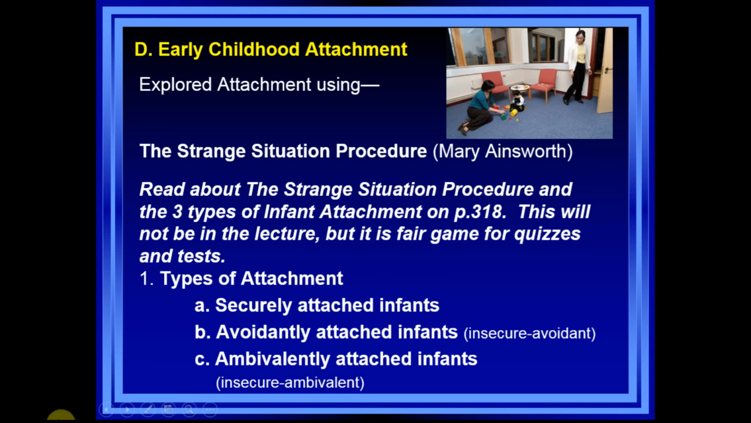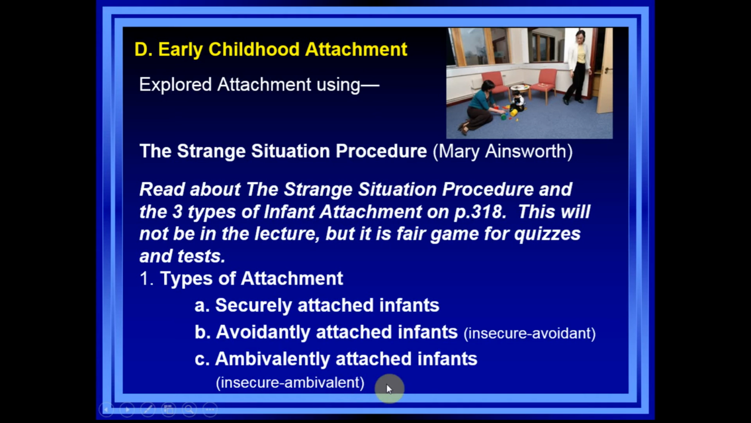I went ahead and outlined here what you need to know. You need to know, first of all, what the strange situation procedure is, and you need to know about the 3 types of attachment that she talks about. Securely attached infants, avoidantly attached infants, which sometimes you'll see insecure avoidant, ambivalently attached infants. Again, sometimes you'll see them called insecure ambivalent.